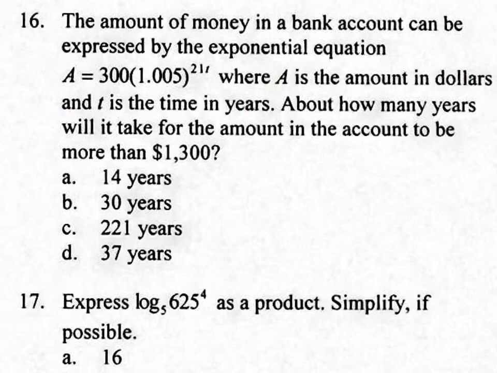Okay, we know that. How many years will it take for the amount in the account to be more than 1,300? So A, you want it to be more than 1,300. So let's write this out. 1,300 if we put it in the place of A, but we want this amount to be more than 1,300, so we're going to go like this. More than, should I put the or equal to? No, it doesn't say more than or equal to, it just says more than, so I'm going to erase the or equal to, it's just more than. And we need to figure this out.